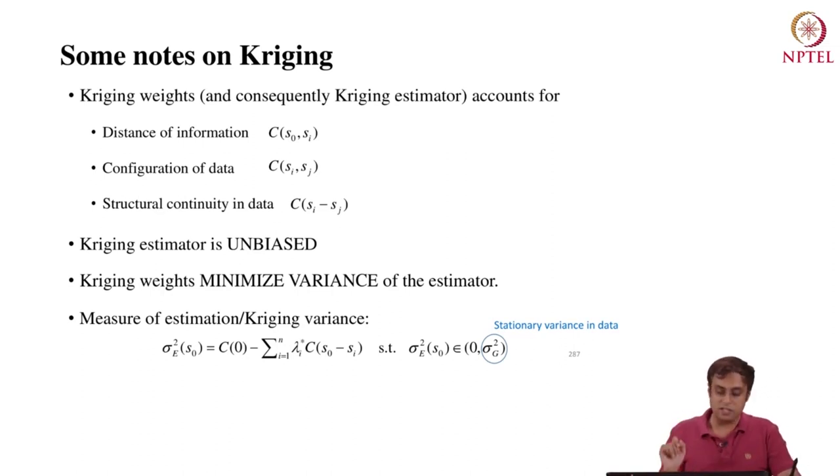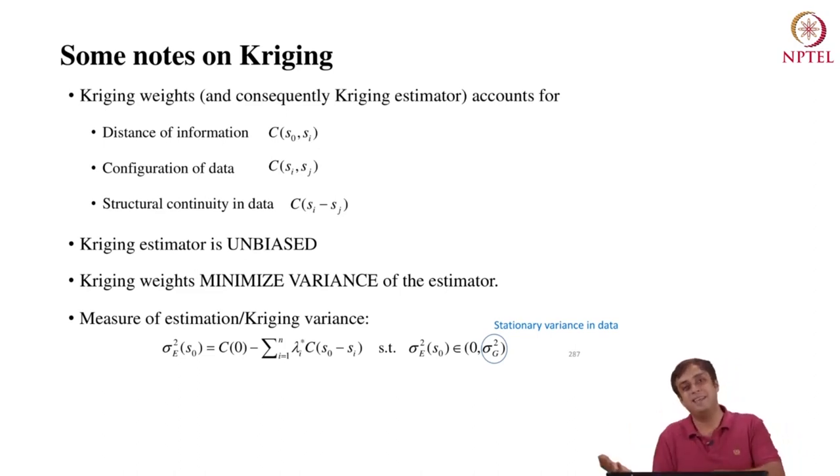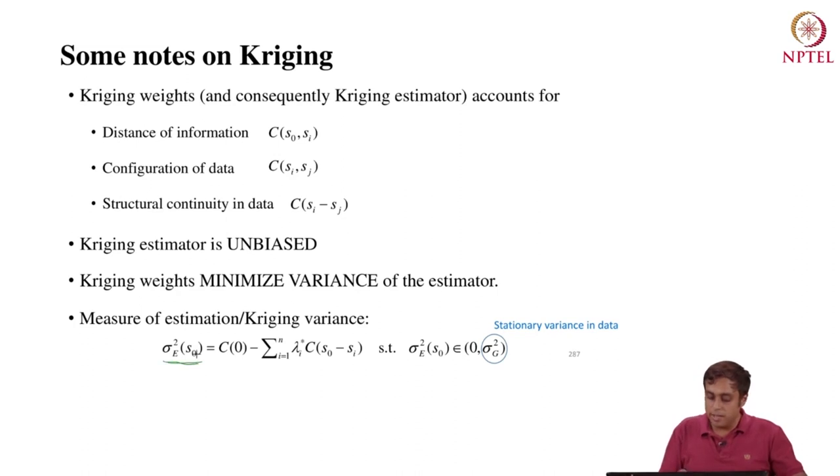The Kriging estimator also minimizes the variance of estimate. This is by definition: the definition by which we back out the Kriging estimator or Kriging weights is by minimizing the variance. And the Kriging variance, sigma squared E as zero, is going to be lower than the sill, which is the large scale variation in data. So the variance of the optimal predictor at unknown locations is by definition smaller than the large scale variation in data. It's a property of the Kriging estimator.